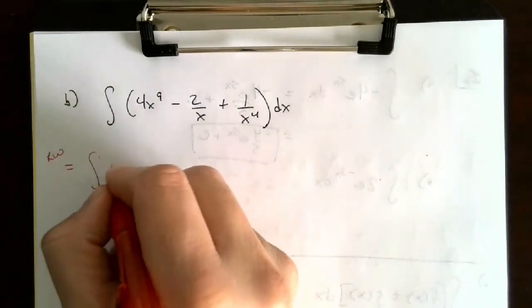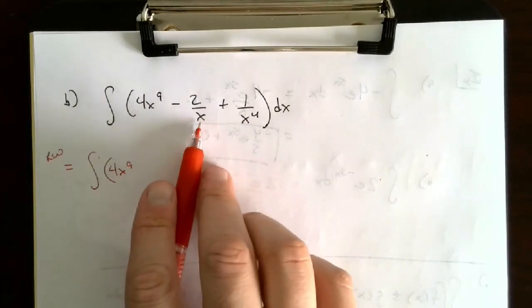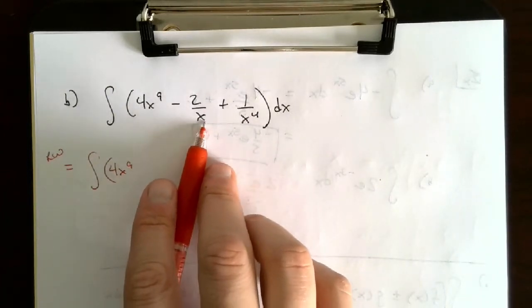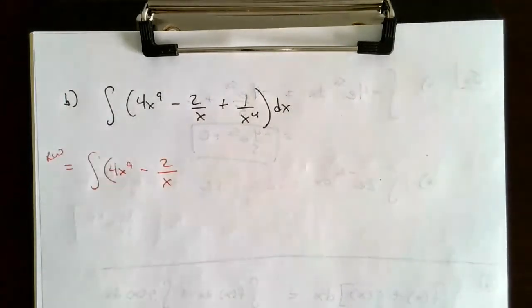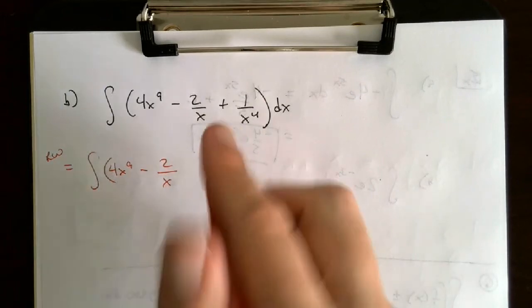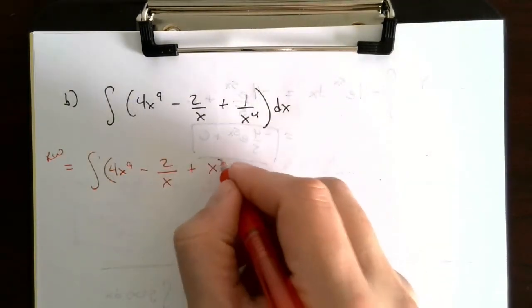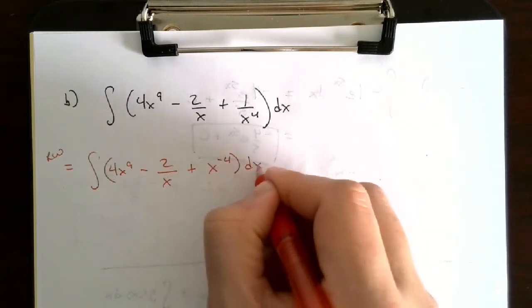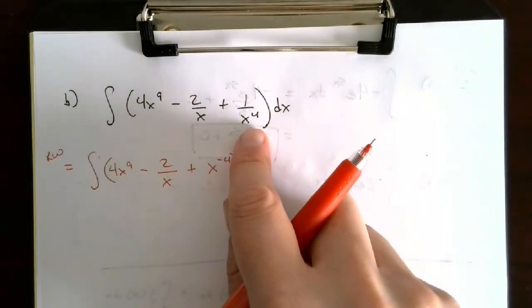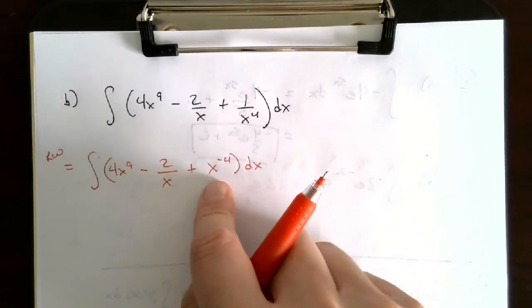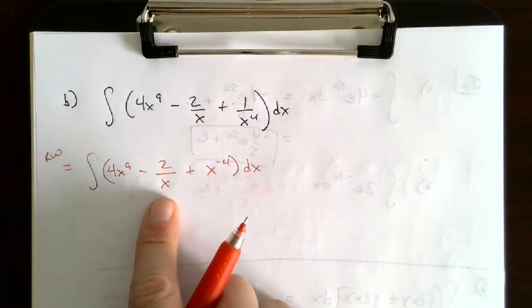So 4x to the 9th does not need to be changed. You keep it as 4x to the 9th. We have negative 2 over x. Now remember, this is x to the negative 1. That's our special case. You want to keep it as negative 2 over x. You don't want to change that form. Plus 1 over x to the 4th. That one you do want to write as x to a power. This is x to the negative 4. And then dx at the end with respect to x. So we're rewriting the last one because we need the x to be to a power to use our rule. But here, because this would be x to the negative 1 power, remember our rule doesn't apply for negative 1. That's a special rule.